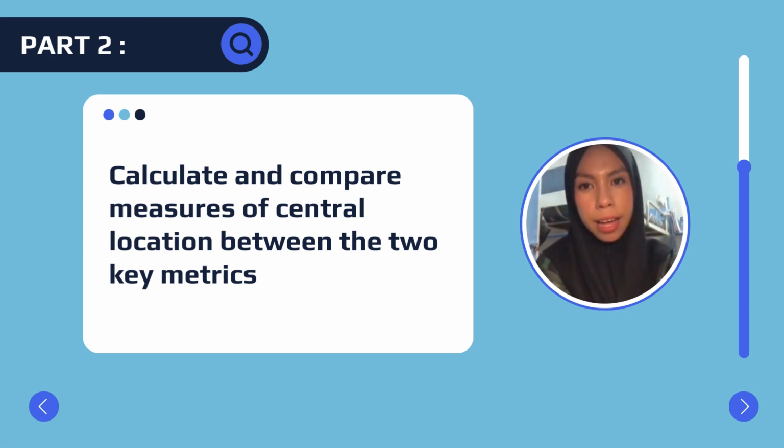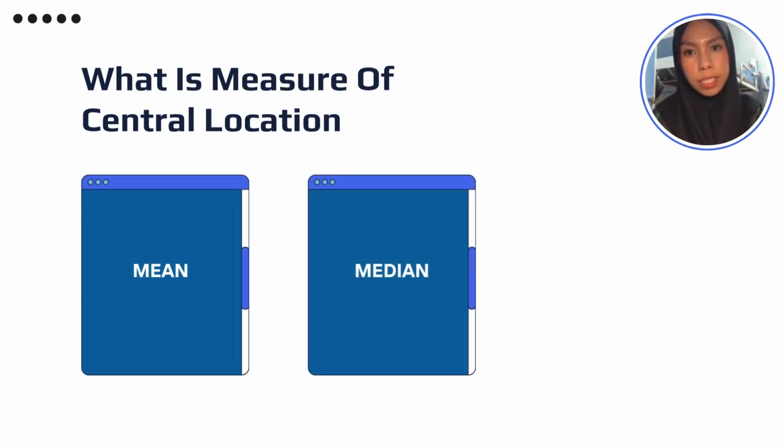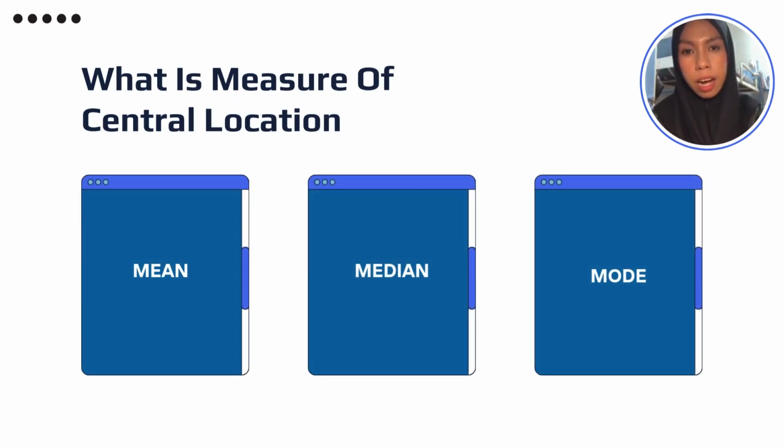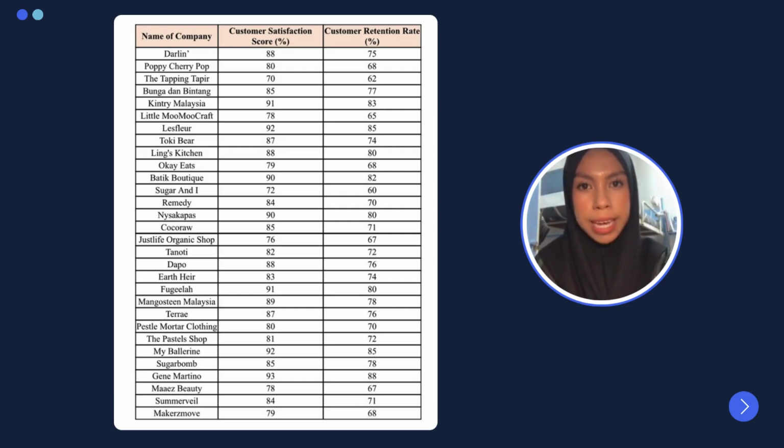I'm going to present part 2, which is to calculate and compare measures of central location between the two key performance metrics. Before I start, the measures of central location are to find the mean, median, and mode. So, this is the data that we got from the group assignment.